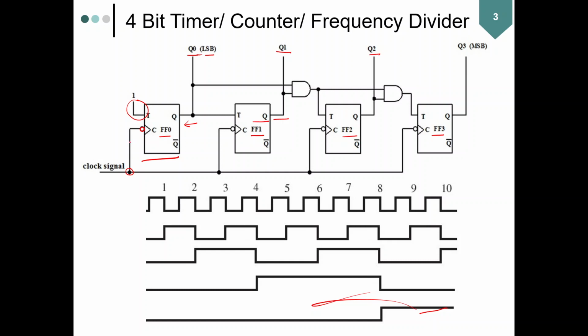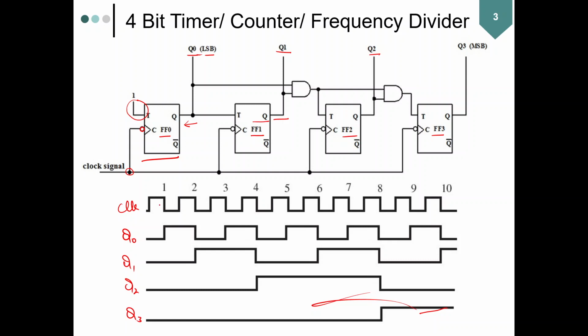So you could also make it positive edge, that doesn't make any difference. So let's see what will happen. This is the output Q0, this is Q1, this is Q2, this is Q3, and this is your clock, and we are shown 10 clock cycles.